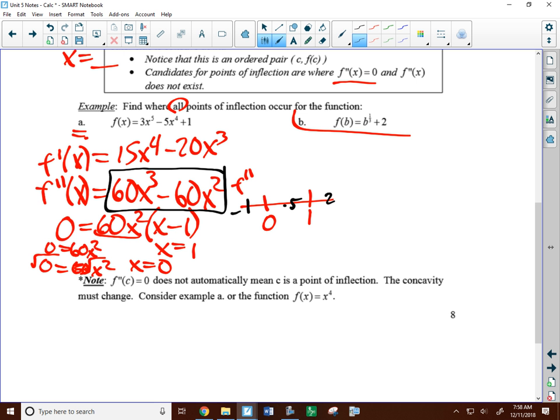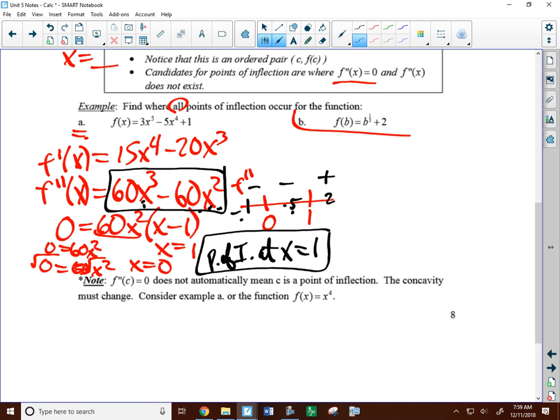Let's just, for a little bit of time's sake here, when I plug in negative 1, I will get a negative value. When I plug in a half, I will get a negative value. And when I plug in 2, I will get a positive value. Okay, so I'm plugging these into the second derivative. So what you can conclude here is there's only one point of inflection. So I'll put point of inflection at x equals 1. Not at 0, because the concavity was still negative. It did not change.